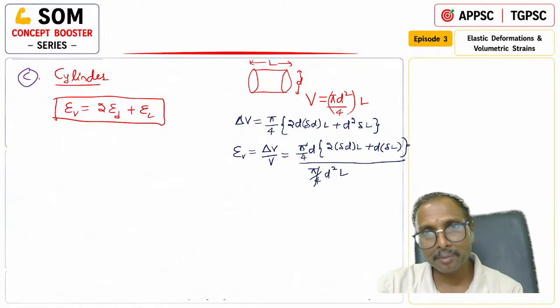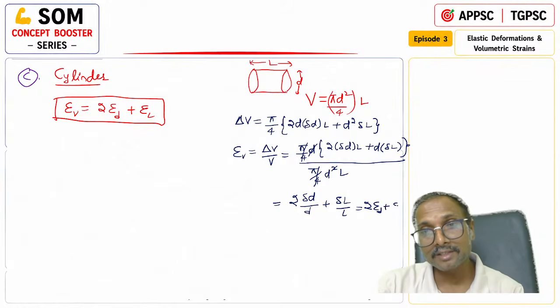This pi by 4 will cancel, one D cancels. What are you left with? 2 times delta, L cancelled. You are left with 2 times delta D by D, plus this one, D cancels, delta L by L. So 2 times delta D by D is nothing but strain in the diameter, plus delta L by L is nothing but your strain in the length.